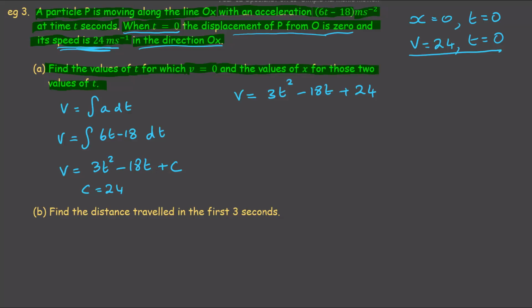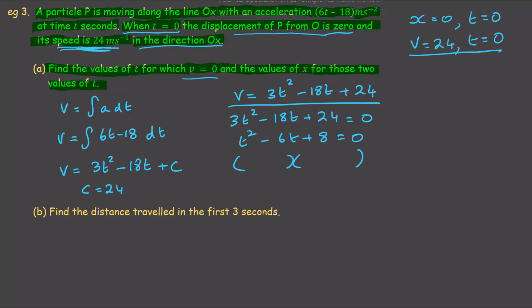And we want to find when v is equal to 0. So that means that 3t squared minus 18t plus 24 is equal to 0. I probably should underline this because that's a result. And dividing through by 3 gives me t squared minus 6t plus 8 is equal to 0. And so that gives me (t minus 4)(t minus 2) is equal to 0. So t is equal to 4 and 2.